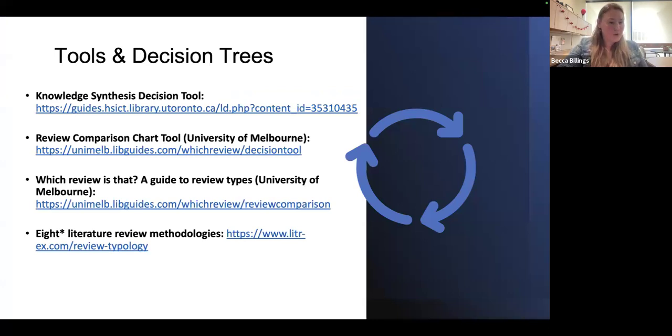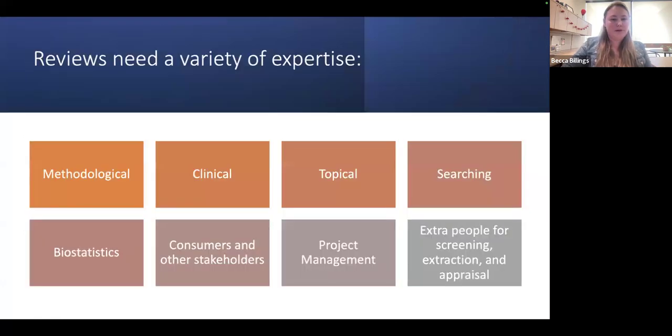There are some really great tools that are out there to help you determine what type of review you should do. So I'm just including these here. They're also especially helpful if you're trying to determine whether or not to do a systematic review, some specific flowcharts to look at. Okay, there's a few more slides.